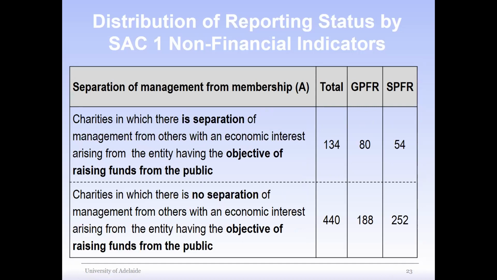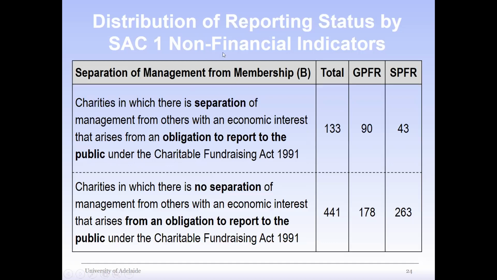So for those that had the objective of raising funds from the public, there were 134 that had that objective. 440 did not. So of those 134, 80 prepared general purpose financial reports and 54 special purpose financial reports. For those entities that had an obligation to provide their financial reports to the public under the Charitable Fundraising Act New South Wales, certainly a majority there. So 90 of the 133 that were registered under that Act, 90 prepared general purpose and 43 special purpose.